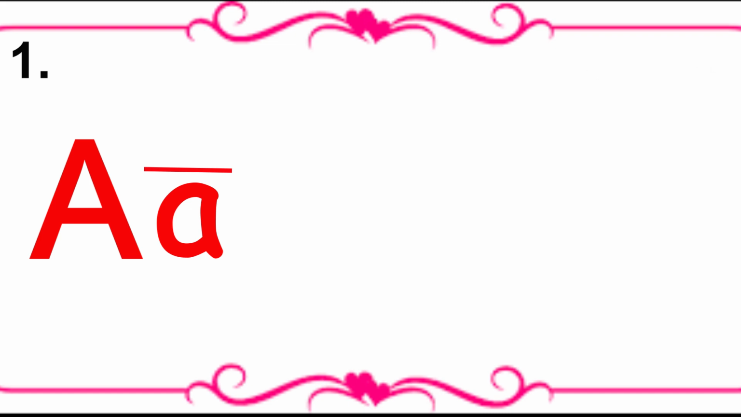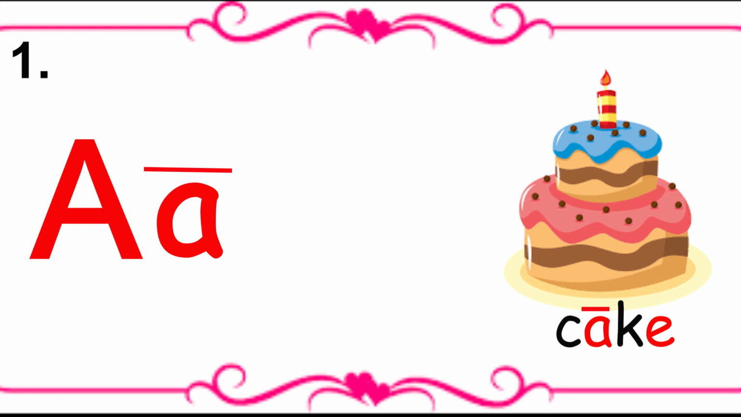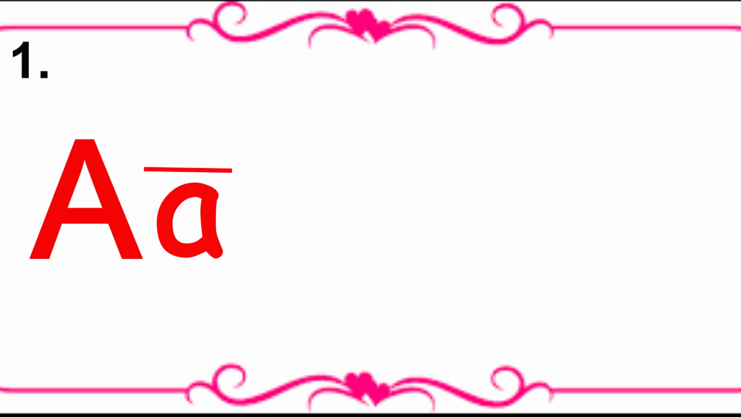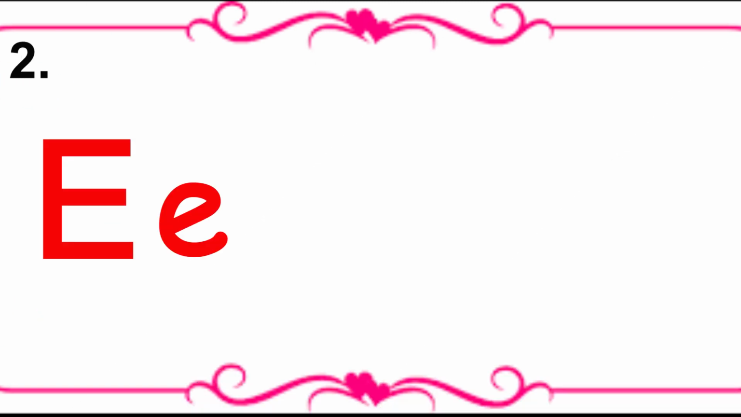The long letter A is also in the middle of the word cake. Looking at the word cake, you have the letter A and the letter E as vowels. The letter A, which is the first vowel, is pronounced long, A, while the letter E at the end is silent. The word is cake. Can you say the long A with me? A. Can you say it again? A. Good job.